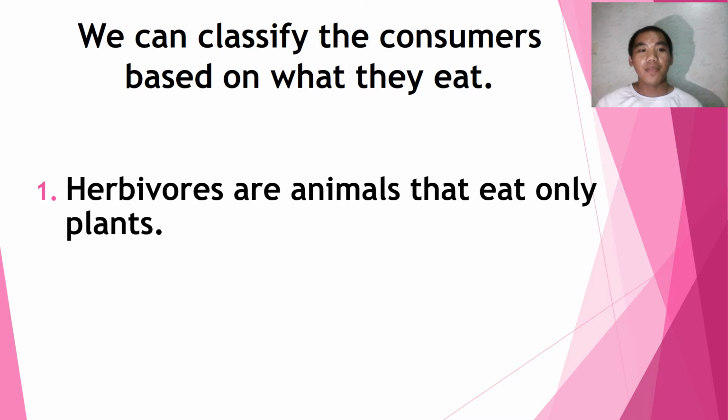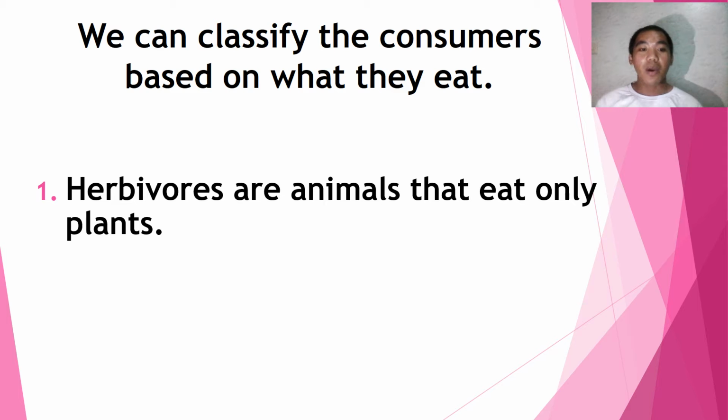Animals and plants are considered living things. So again, when we say consumer, all living things that eat other living things, such as plants and animals. Understand? Now let's proceed to our main topic, which is the classification of consumers based on what they eat. We have three classifications of consumers based on what they eat.